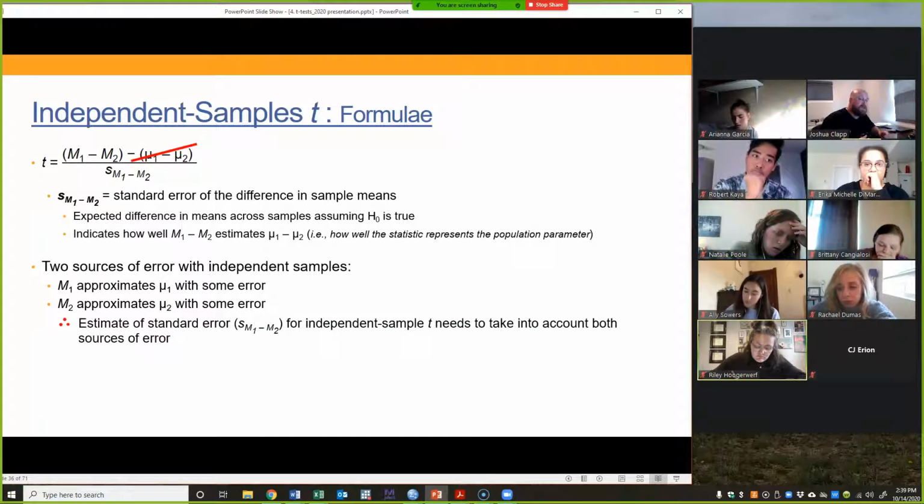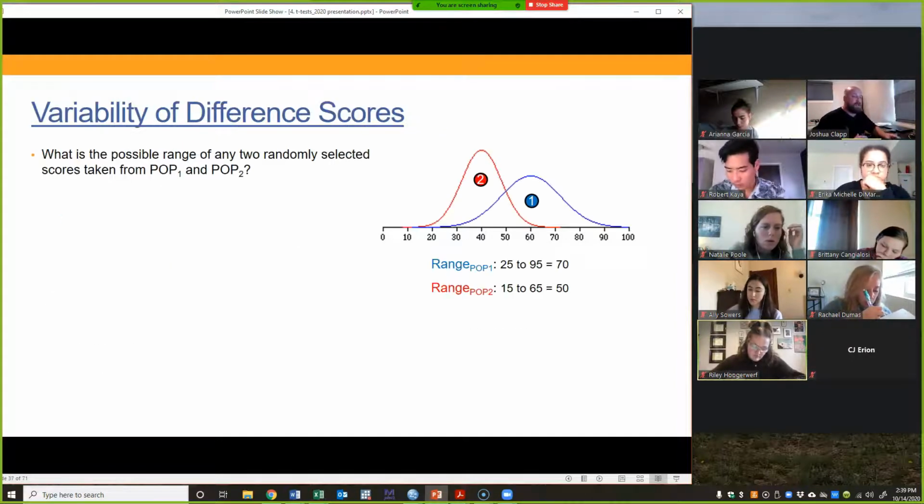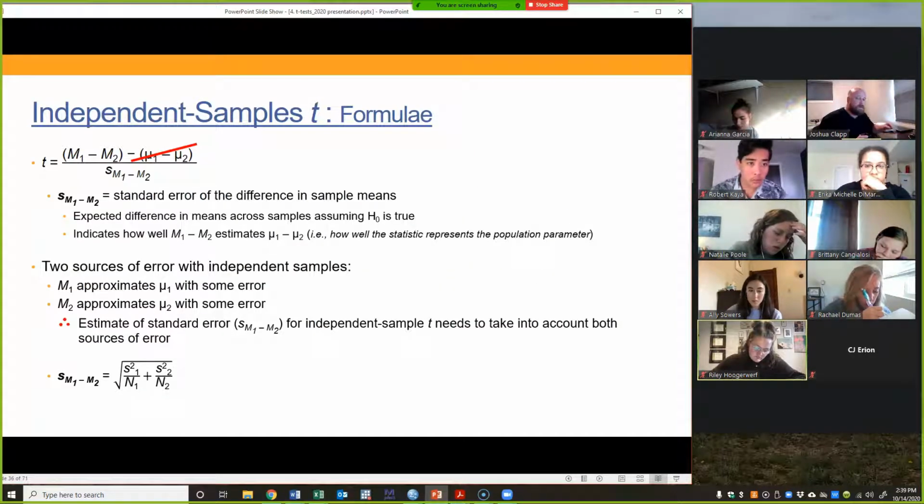And so what happens is the estimate of our standard error needs to take into account both sources of potential error, okay? And so what this ends up doing is it ends up being an additive function of my two errors here. So the calculation of my standard error for my independent sample t-test is going to be the square root of the variance from sample 1 over the size of sample 1, plus the variance from sample 2 over the size of sample 2. Okay, so we've got two error components in there that we're taking into account.